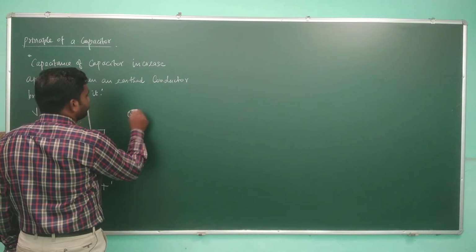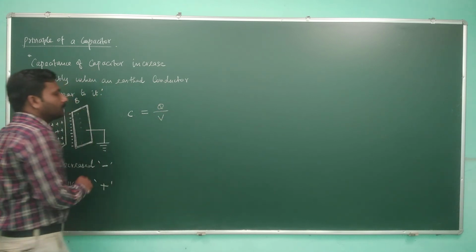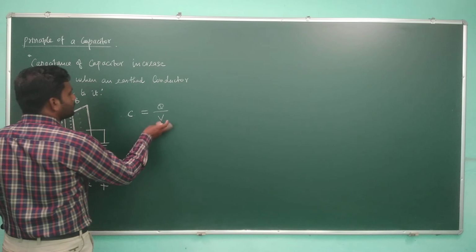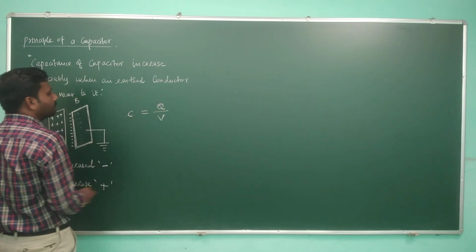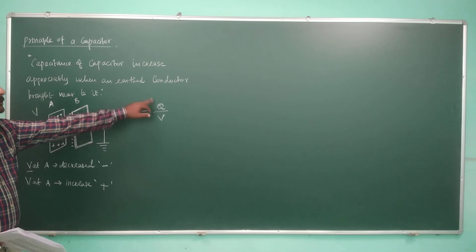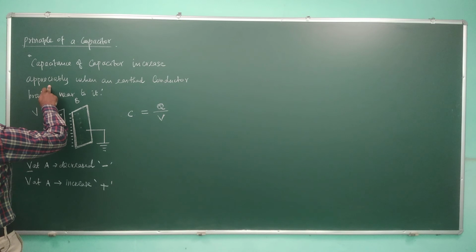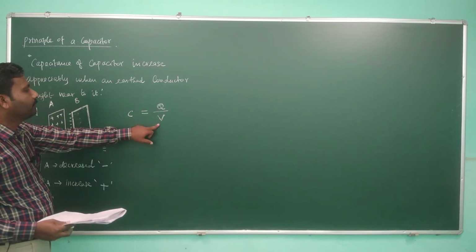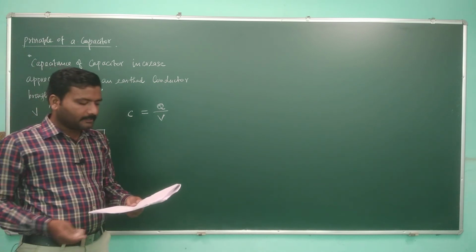Now, you can write the equation for capacitance, C equal to Q by V. Now this V is decreasing, which means the amount of charge stored in this capacitor will increase. When V decreases, Q will increase. So the capacitance of a capacitor increases appreciably when an earth conductor is brought near to it. If V decreases, then the ratio between Q and V will be higher, so C will be higher. This is a very simple principle of capacitor.